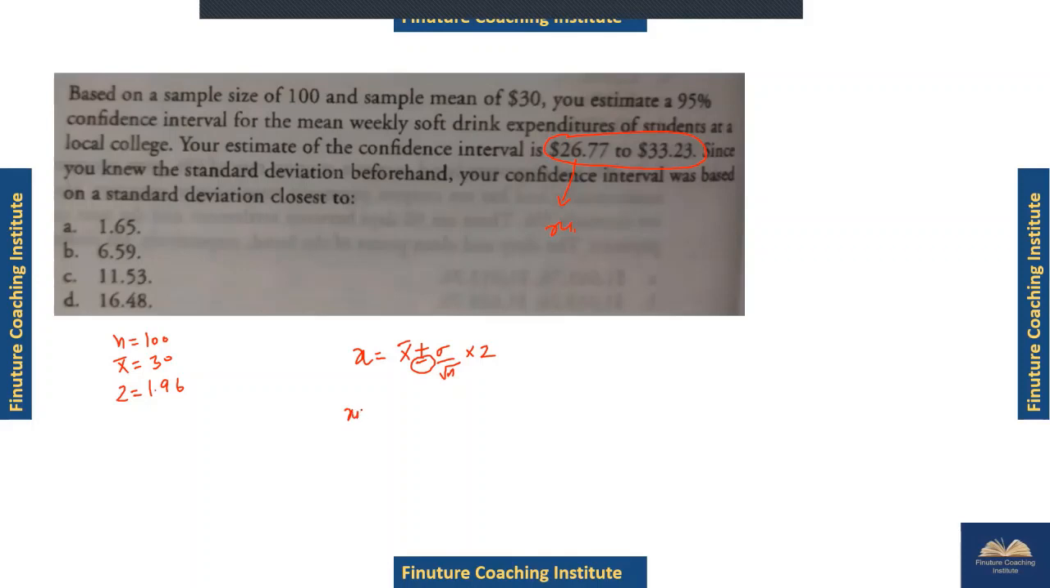So this becomes x1, which is 26.77, equal to your x bar, that is $30, minus sigma divided by root n. n is 100, so root 100 times 1.96. It's a negative term, so I'll bring it here. So it becomes sigma over root 100, which is 10, times 1.96, equal to 30, and I'll bring 26.77 over here. So 30 minus 26.77. So sigma by 10 times 1.96 is equal to this term, which becomes 0.77.